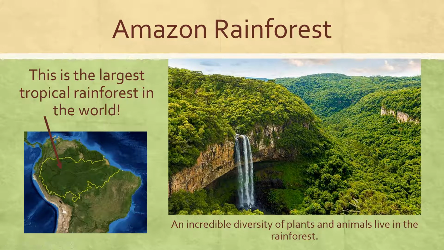Next up, we have the Amazon rainforest, and this is the largest tropical rainforest in the world. It says down here that there's an incredible diversity of plants and animals that live in this rainforest. There are so many species of plants and animals that live in the rainforest that scientists aren't even able to find them all or count them all. It's crazy. And if you look over here, you can see that the Amazon rainforest takes up a good portion of the northern part of South America.